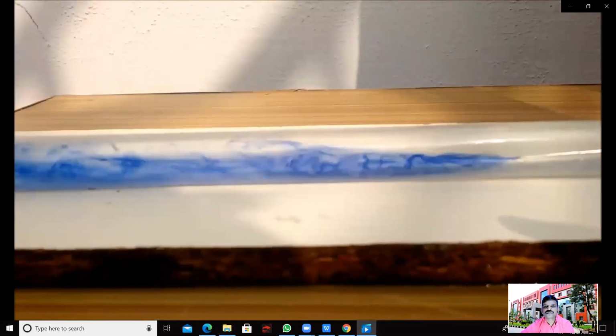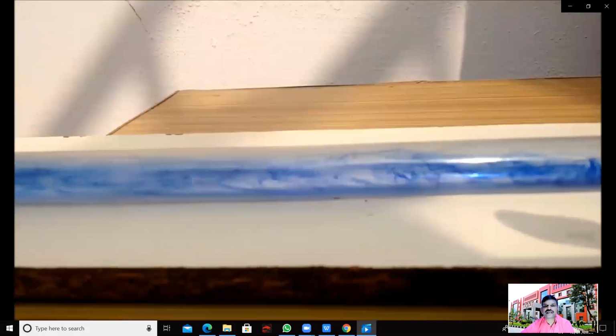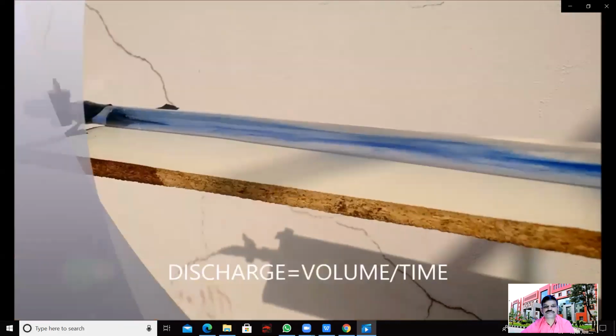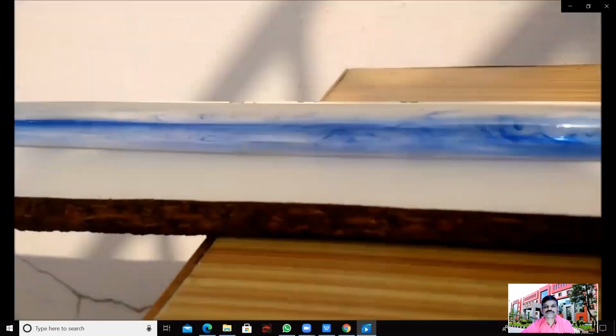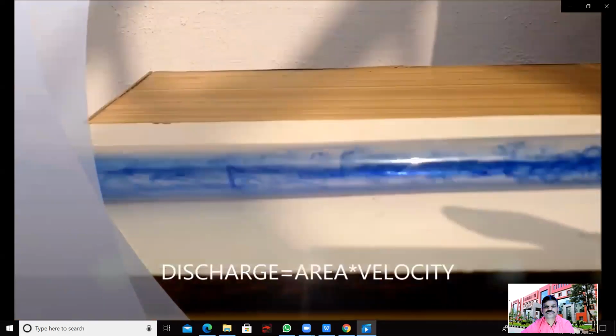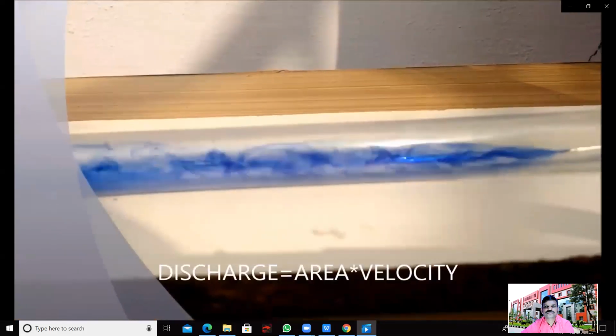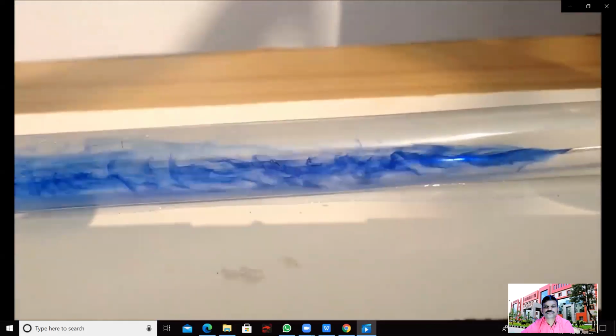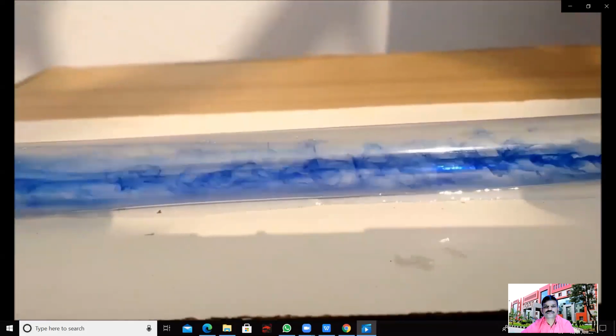As we see, we get a turbulent flow. So it is not a straight line. Theoretically, it is a turbulent flow. Volume over time equals discharge. We use the value of discharge to calculate velocity using the relation: discharge is equal to the product of the area of cross section of the flex tube and the velocity of water. The velocity is in turn used to find the Reynolds number.